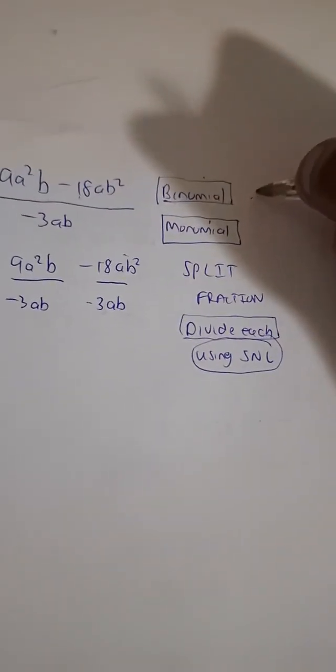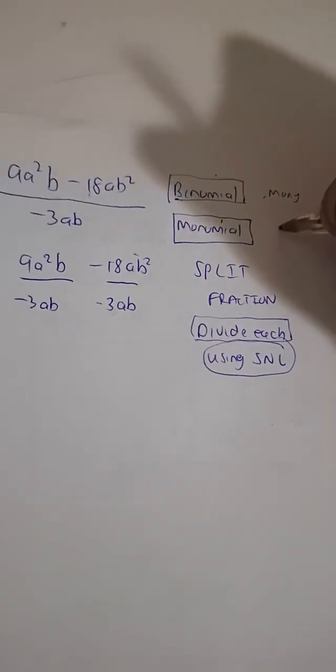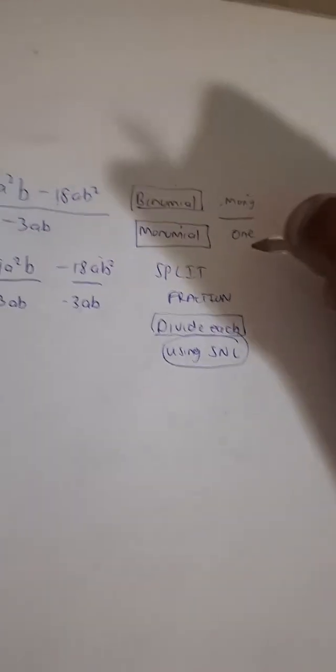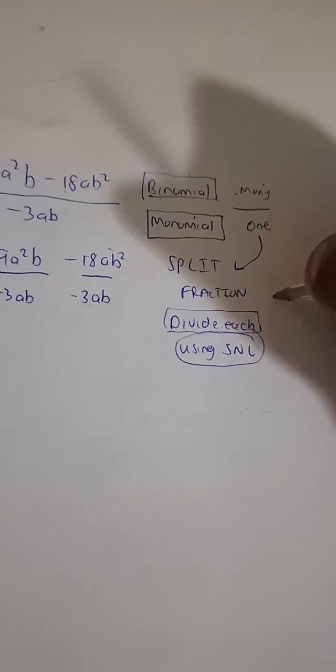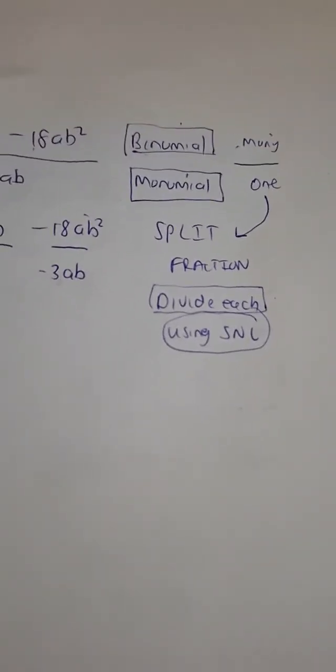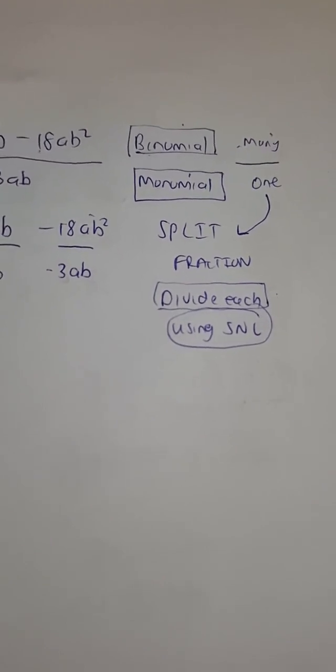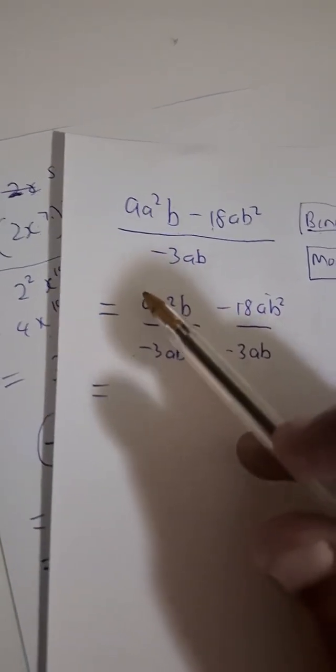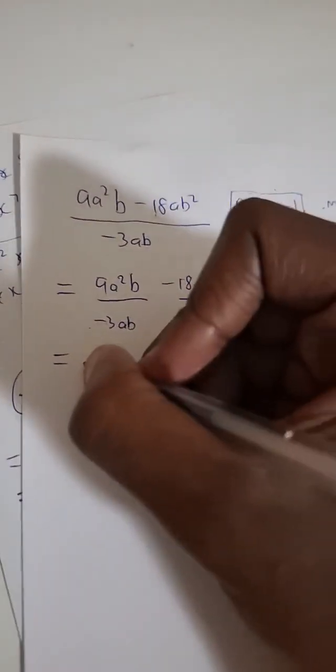This is when you have many over one. Many terms over one term. You always split the fraction and then you divide using SNL. Simple enough? All right. Okay, so first fraction, SNL, sign: positive divided by negative, negative.